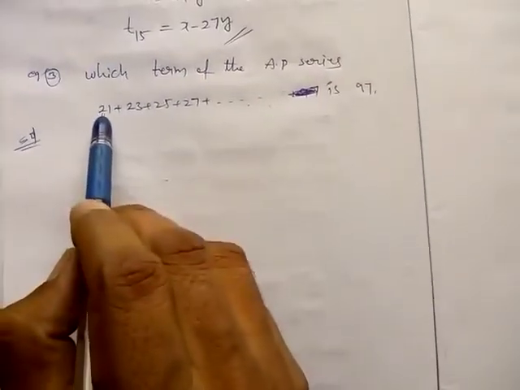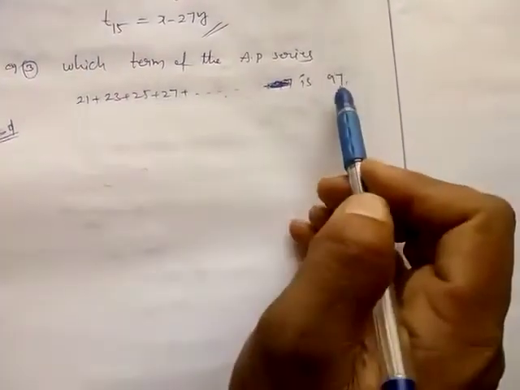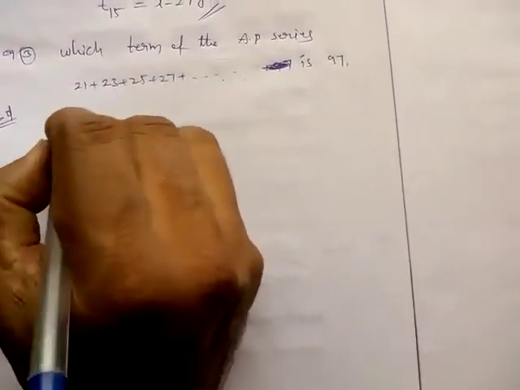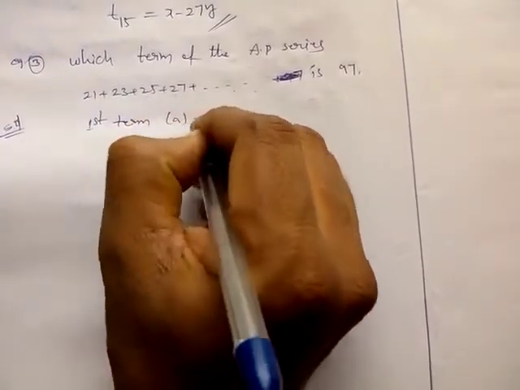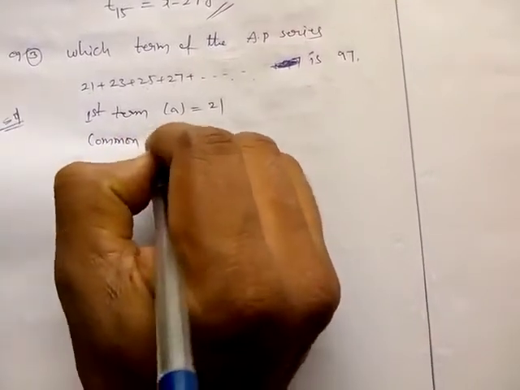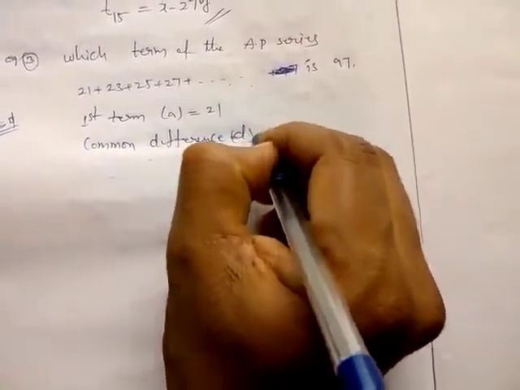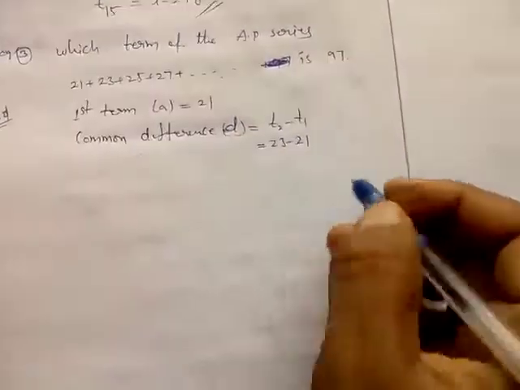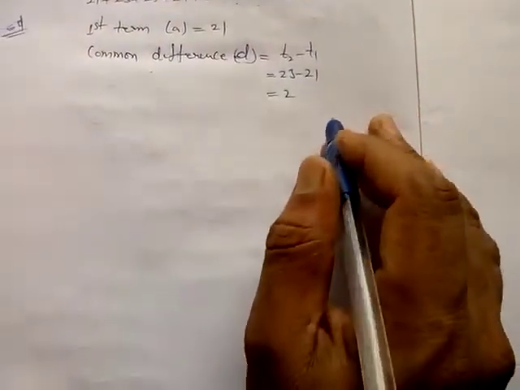See, in the solution, this is the first term, this is second, this is third, fourth, fifth, like that. So 97 is which term? So here from this, the first term a is equal to how much? 21. So the common difference d is equal to t2 minus t1, 23 minus 21, so it becomes how much? 2. So that is the common difference.